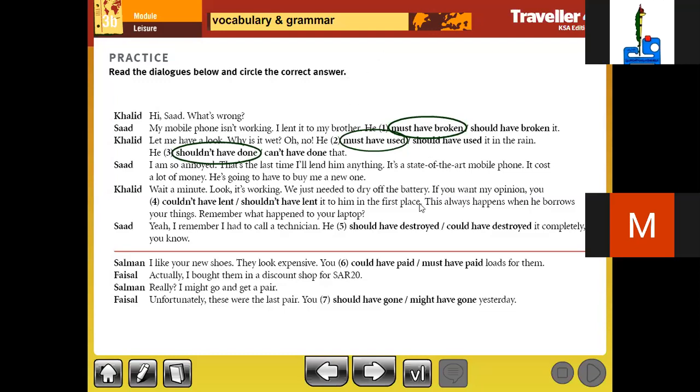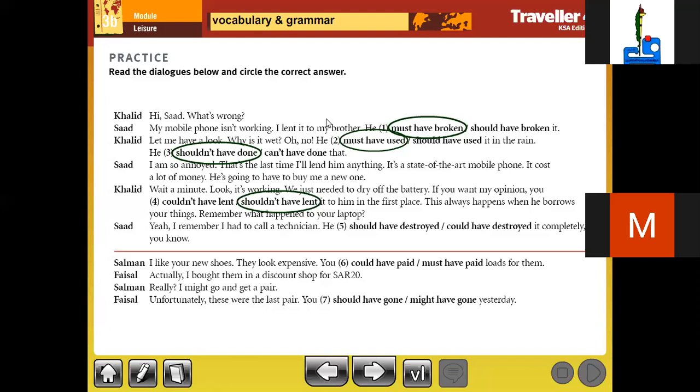If you want my opinion, you shouldn't have lent it to him in the first place. Here, I'm criticizing his behavior. So what do I use? Couldn't have lent or shouldn't have lent? Shouldn't have lent, Yasin. Okay, that's correct.